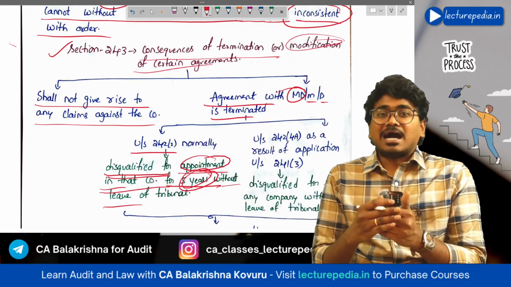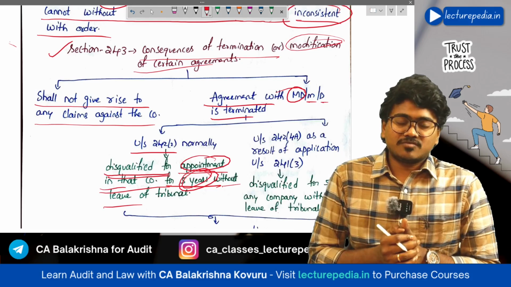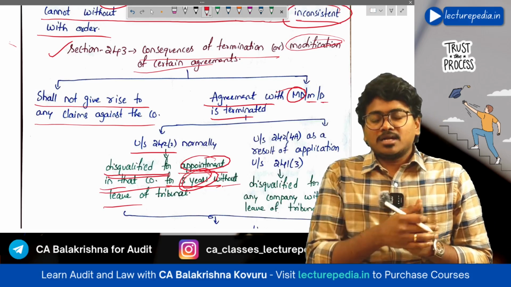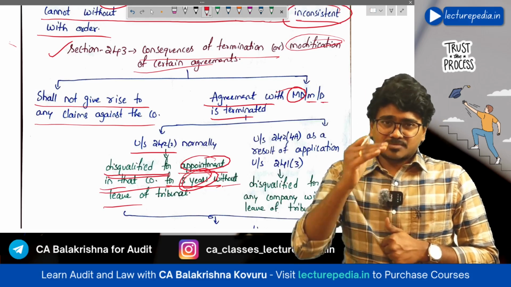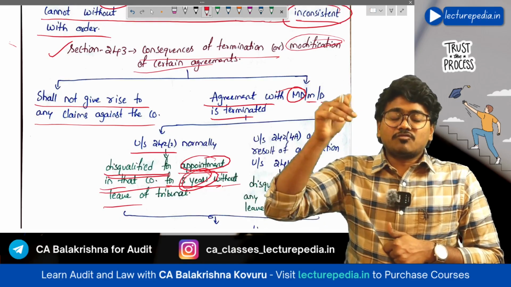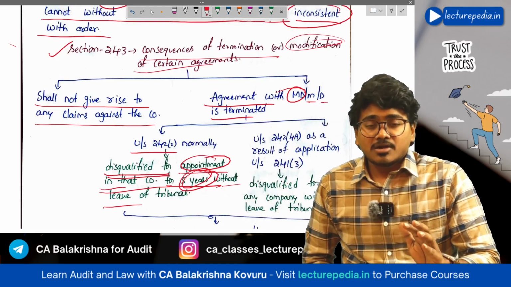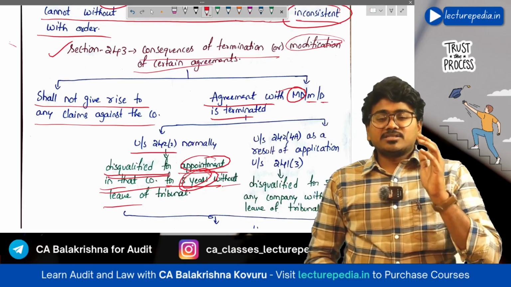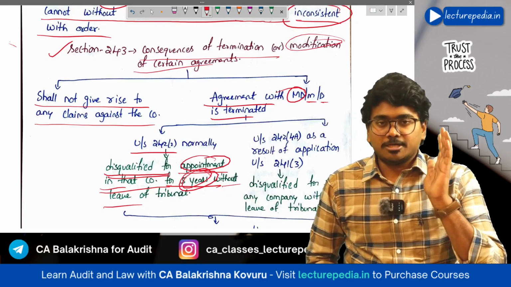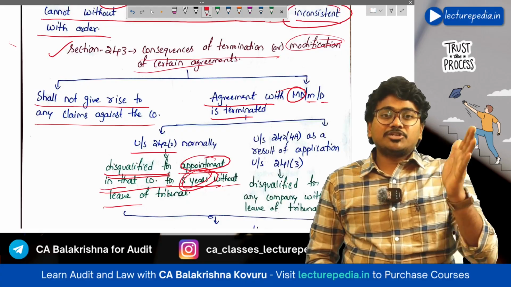Disqualified for appointment in that company for 5 years without leave of the tribunal. That means by asking the prior permission of the tribunal, you can again appoint such a person who has been removed as a consequence of an order passed by the tribunal. This is the situation if the managing director has been terminated normally because of the application filed by shareholders.